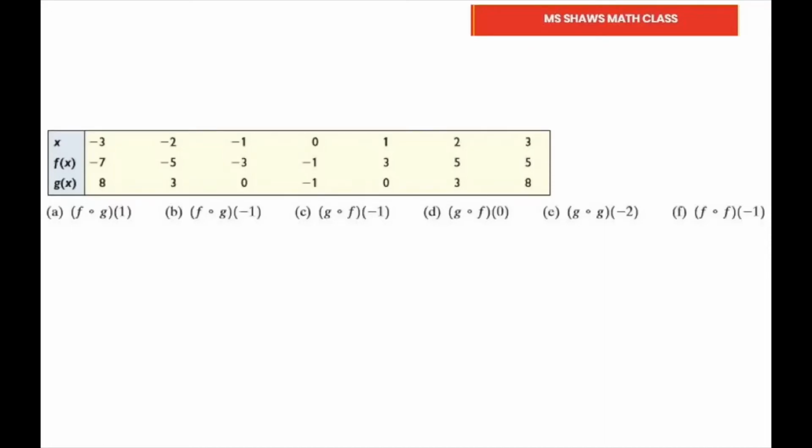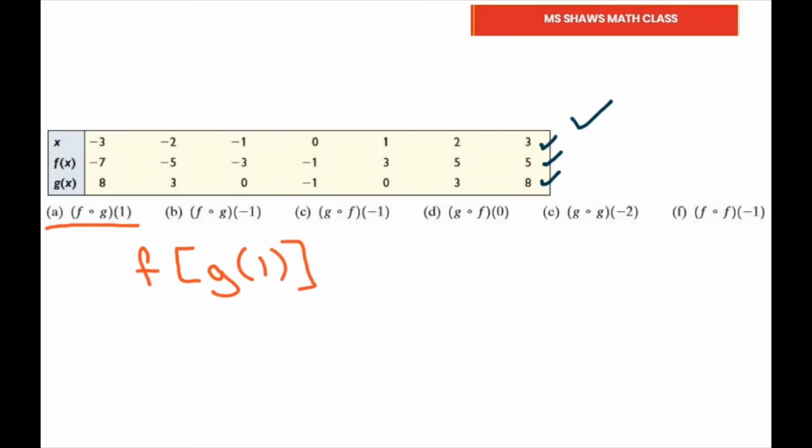Hey everyone, we're going to work on composition of functions. So the first thing we're going to do is look at a table where you're given the x values, your f of x, that means your y, and your g of x. So the first one we're going to do is a here. So we can rewrite this as f g of 1.